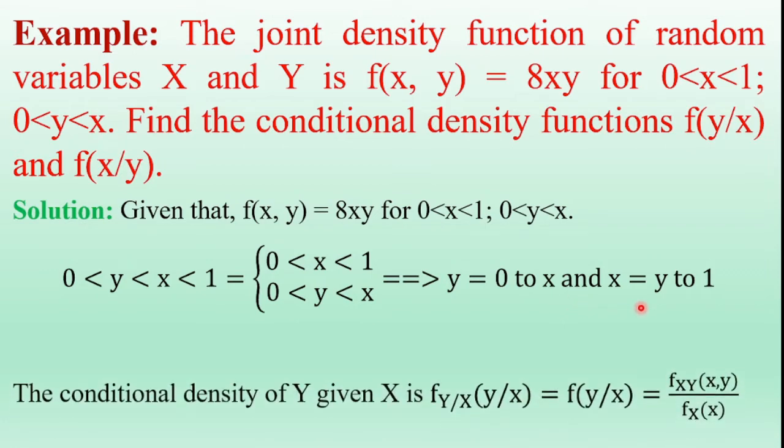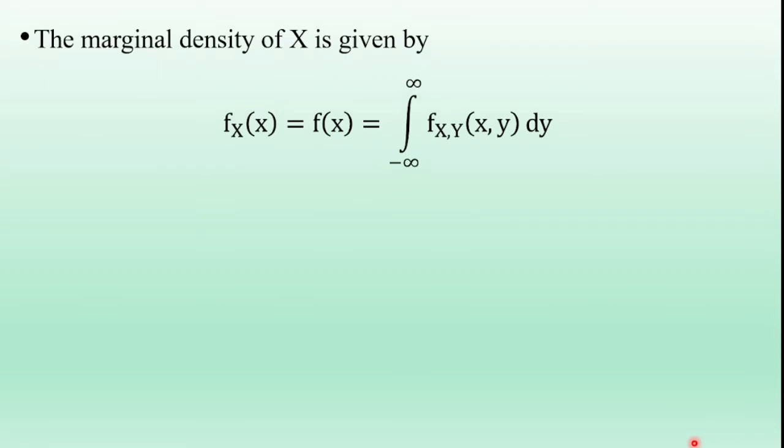So we know that the conditional density function of random variable y given random variable x is f of y by x is equal to fxy of x comma y by fx of x. So given that the joint density function is 8xy, first calculate the marginal density function of the random variable x, fx of x. We know that the marginal density function of the random variable x is given by f of x is equal to integral minus infinity to infinity joint density function into dy.